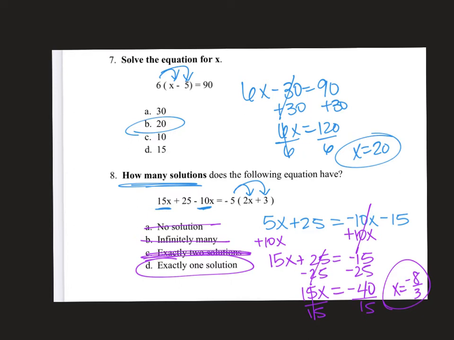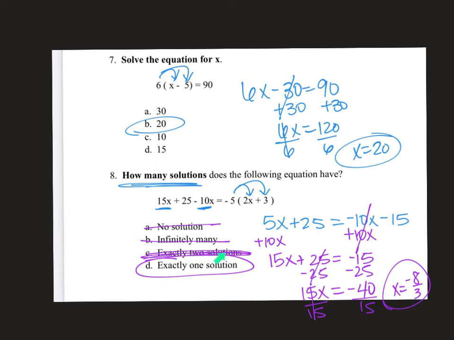Number 8 is asking you how many solutions. When I distributed, well, actually we did two things. We combined like terms over here because we saw we could say 15x minus 10x. That gave me 5x. Then I distributed on this side and got negative 10x minus 15. All right, then I wanted to move my variables to the left, so I said plus 10x plus 10x.